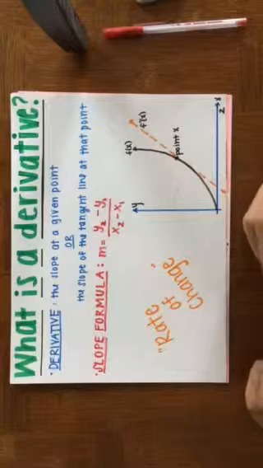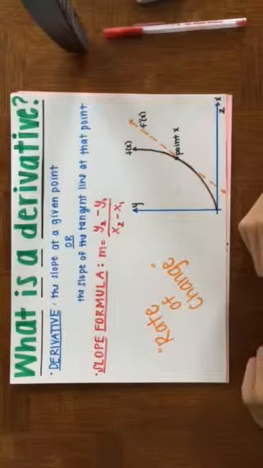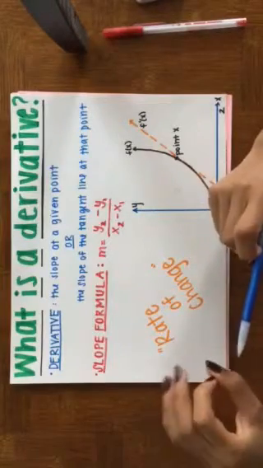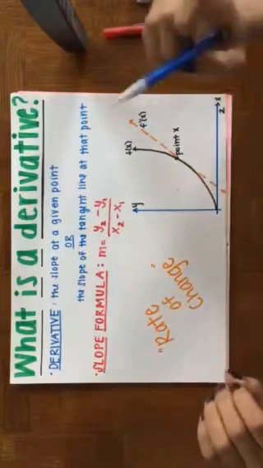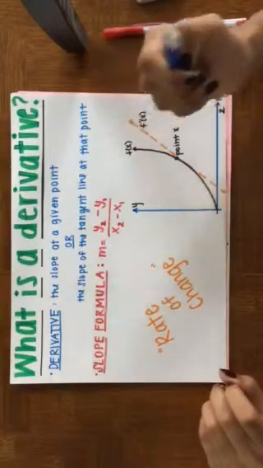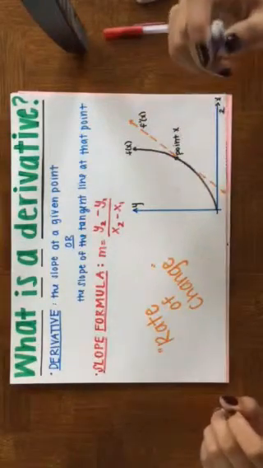Slope can also be known as a rate of change. A rate of change basically measures how fast one variable is changing in relation to another. For example, in reference to cars, you might say miles per hour, which is a rate of change to measure the speed of a car.